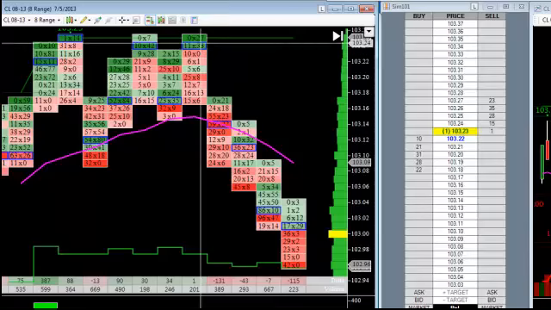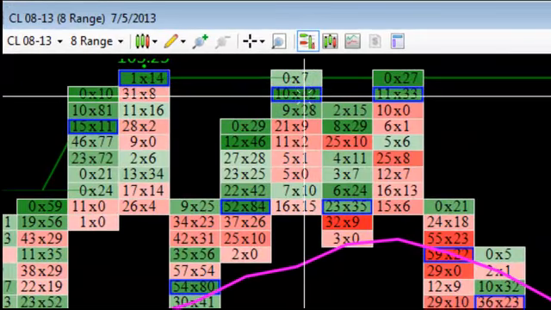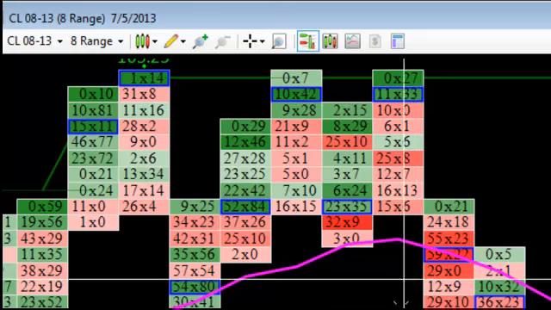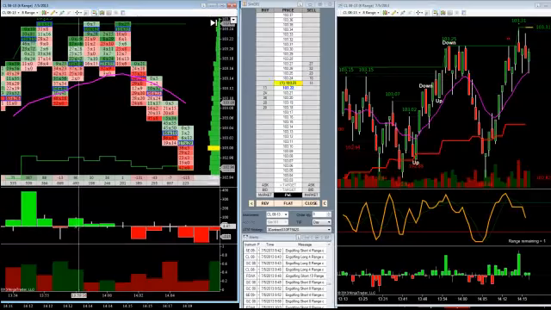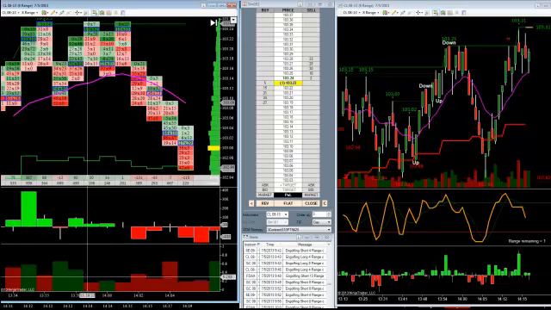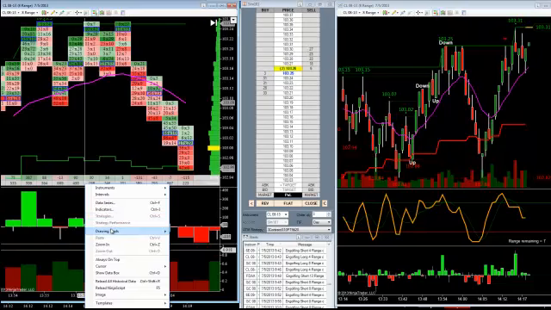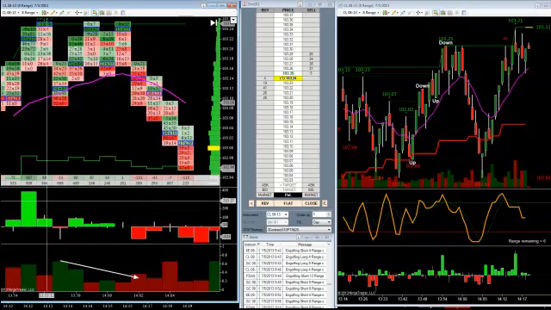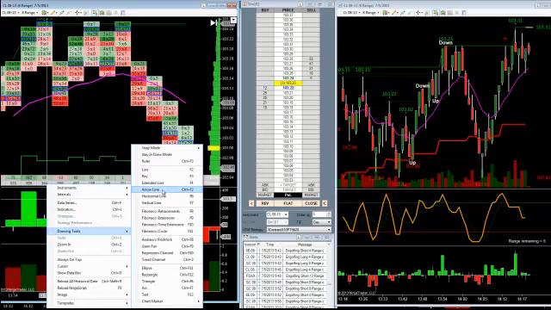I love these green blue boxes when it's testing the highs. I like them to be red when they're testing the lows. All right. What was the volume doing? I have the volume visually represented down here. The volume was dropping down here. Okay. The aggressive buying was also dying off.